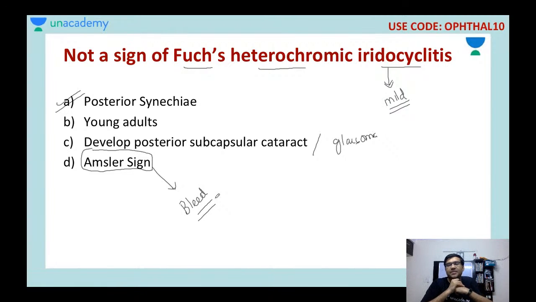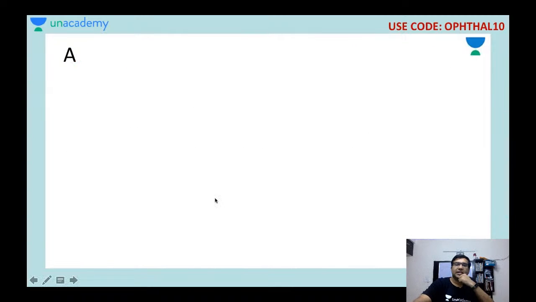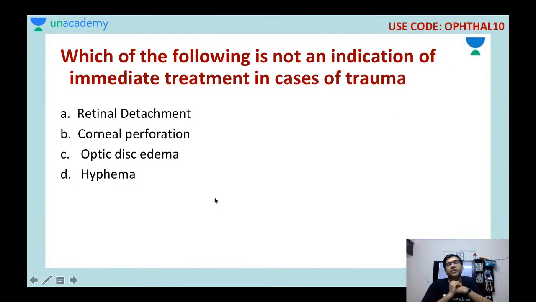You get blood dispersal in the anterior chamber, and this is basically called Amsler sign. Okay, sure. Let's move to our next question. Which of the following is not an indication of immediate treatment in cases of trauma? Your options are retinal detachment, corneal perforation, optic disc edema, or hyphema.